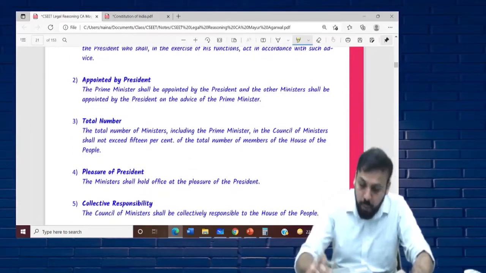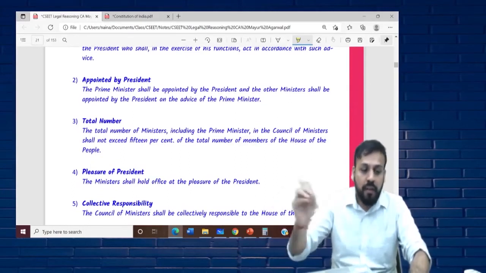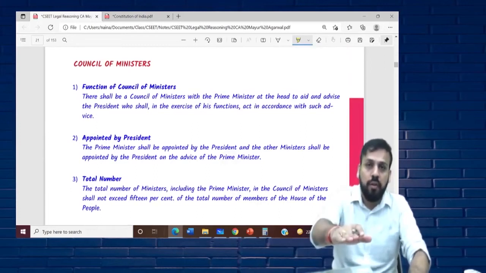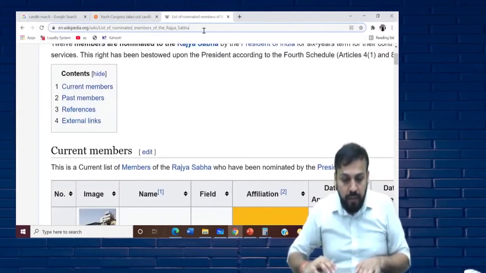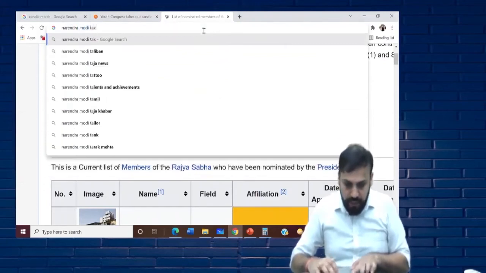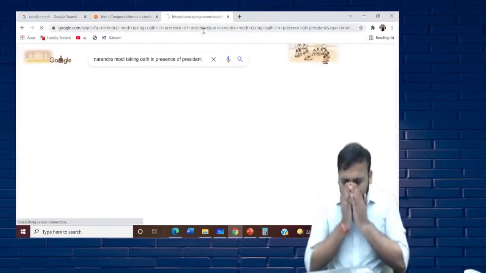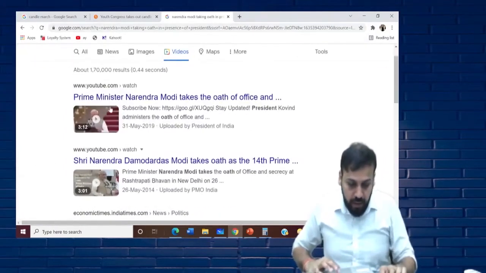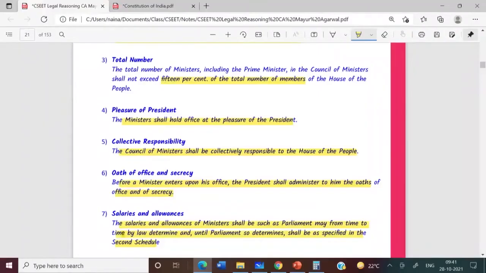Everyone is responsible and accountable to the Lok Sabha. These ministers take oath in the presence of the president. Like if I'm talking about Prime Minister Narendra Modi taking oath, the president will be standing next to him and seeing that he's taking the oath.